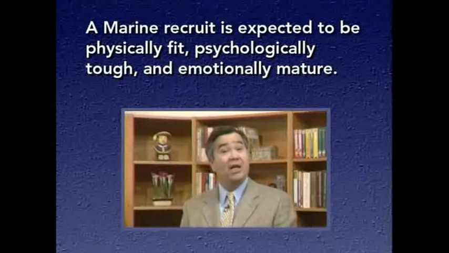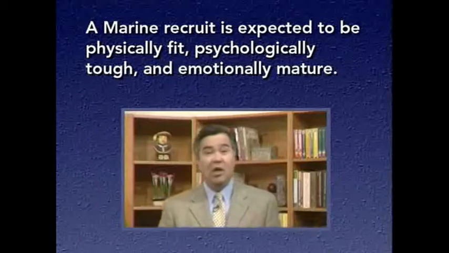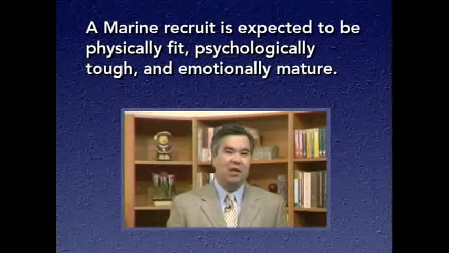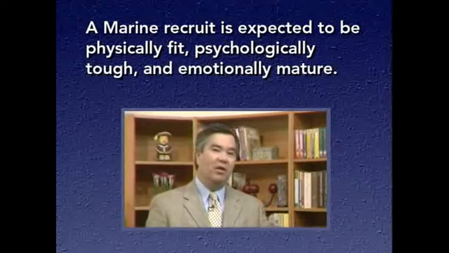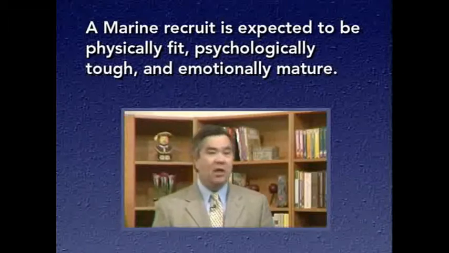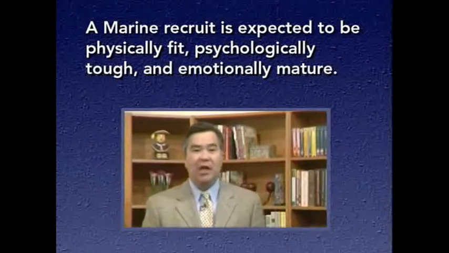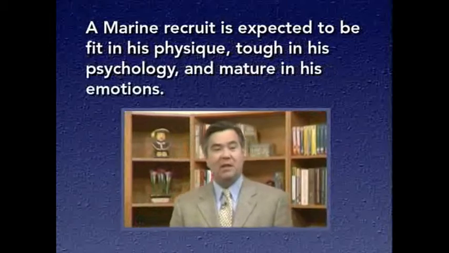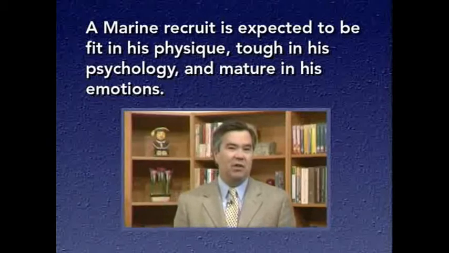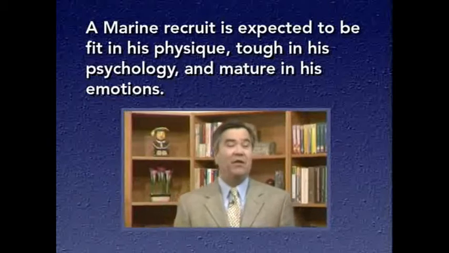Now, in this case, we changed the third item to make it match the other two. We could also change the first two items to make it match the third if we wanted to. But then the sentence would contain longer phrases and would be a little less concise, and therefore wouldn't read quite as well. We could do that, however, if we want. The sentence could then read, a Marine recruit is expected to be fit in his physique, tough in his psychology, and mature in his emotions. I think you can see the sentence is a little less effective that way. It's more concise and therefore more effective to use the adverb-adjective form in all three items in the list.